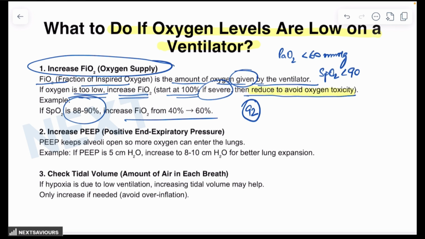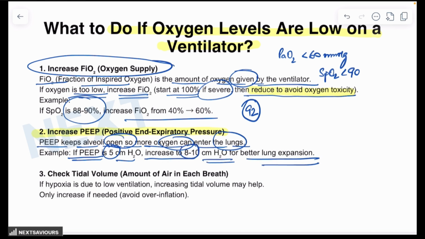Next possibility is to increase the positive end-expiratory pressure. The PEEP is responsible for keeping the alveoli open, so more oxygen can be diffused into the lungs. For example, if PEEP is 5 centimeters of water, increasing it to 8 to 10 centimeters of water gives better lung expansion. It is just an example being provided to you. And the third possibility by which the oxygenation could be improved is to check the tidal volume.